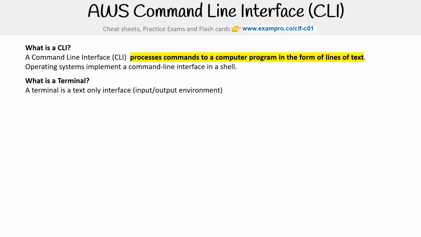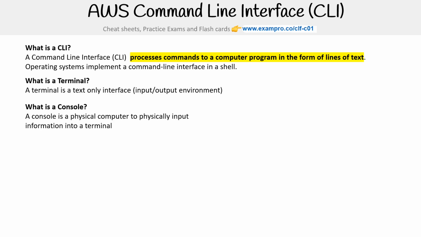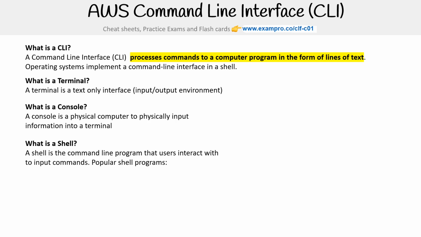Okay, so we have a terminal. A terminal is a text only interface, so it has an input output environment. Then you have a console. This is the physical computer to physically input information into a terminal. Then you have the shell. A shell is the command line program that users interact with to input commands.